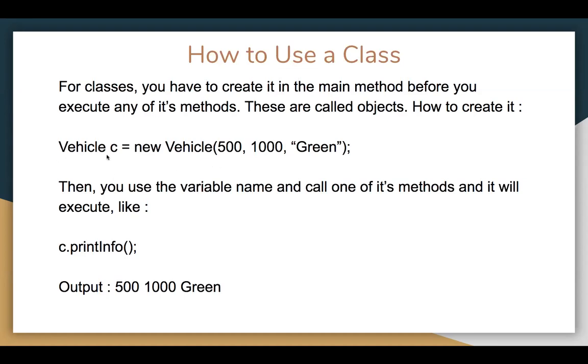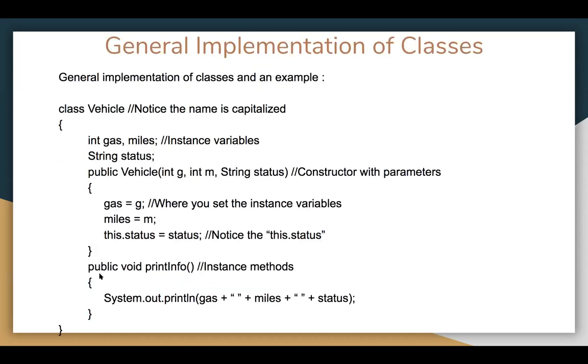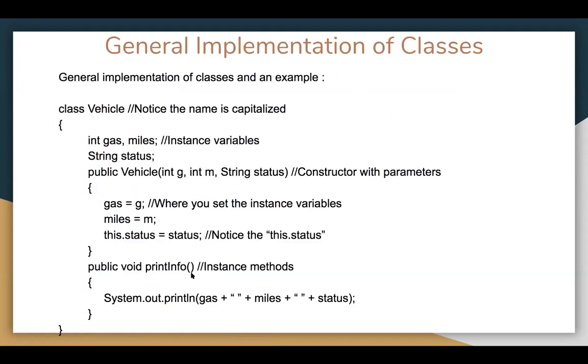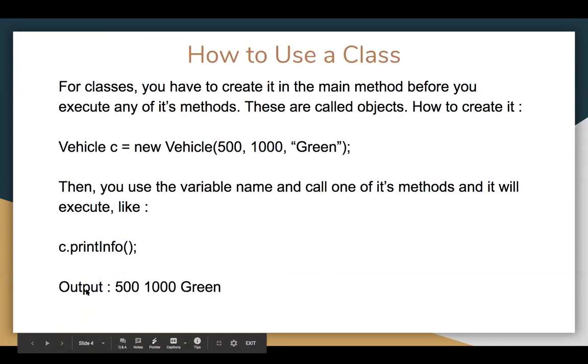So what's the use of these? When you want to call one of its methods, like the class methods, you can see here that I have a method. Then we can just use the variable name and call one of its methods, and it will execute. For example, if you put c.printInfo(); printInfo is this method right here, and it prints out the gas, the miles, and status. Then you can see that the output would be 500, 1,000, in green, just like it is here.